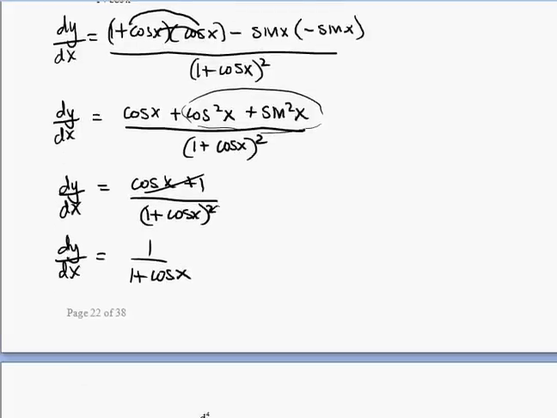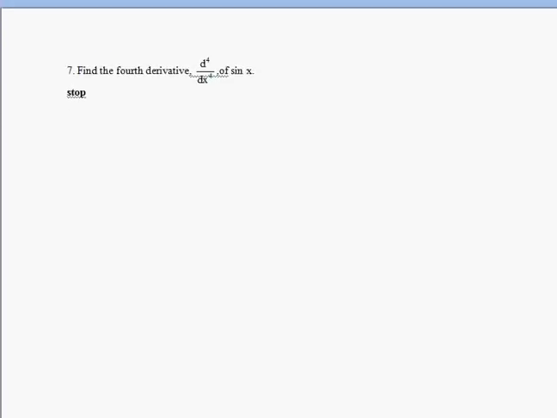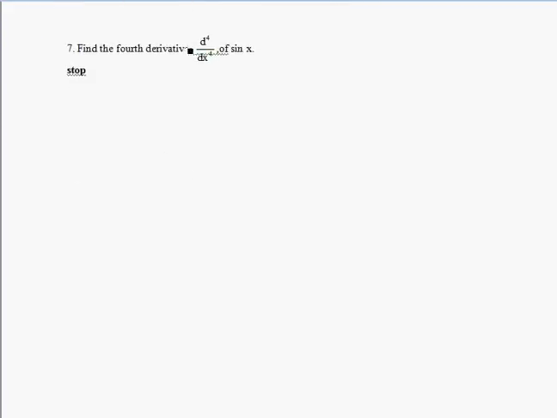Our last example is just a notational thing. We want to find the fourth derivative of sine. And that's what this notation says right here. Take the derivative 4 times with respect to x of sine. So I'm just going to let y equal the sine of x just for notation-wise. So our first derivative is just written dy/dx. Derivative of sine is cosine.